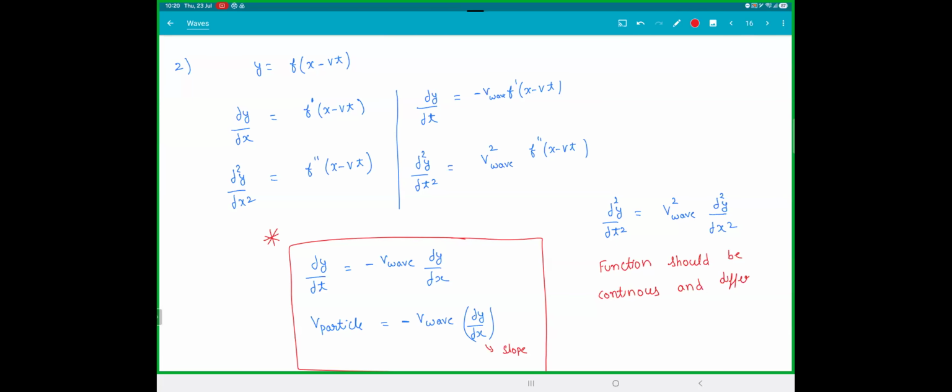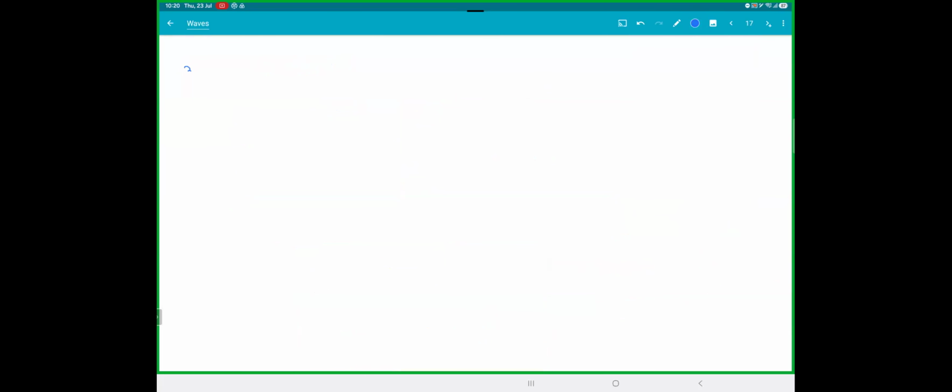Function should be continuous and differentiable at all points. That's the second point there. The third one, the function should be finite for all x and t. No matter what value of x and t you put, it should never go to infinity. If someone satisfies all these three conditions, then it is a wave equation.